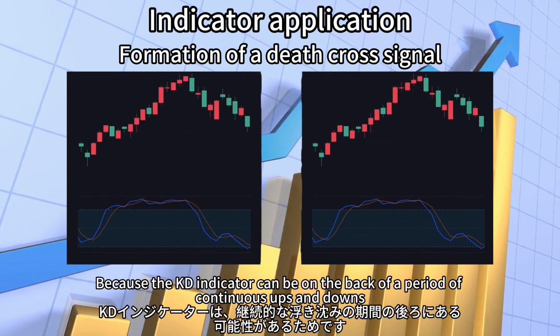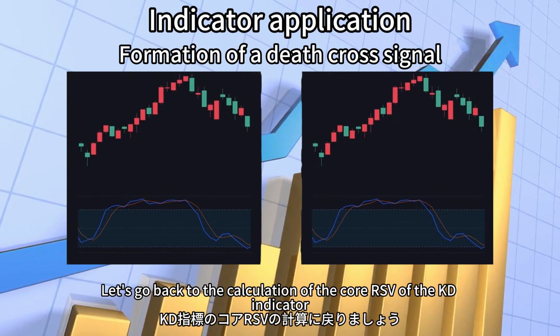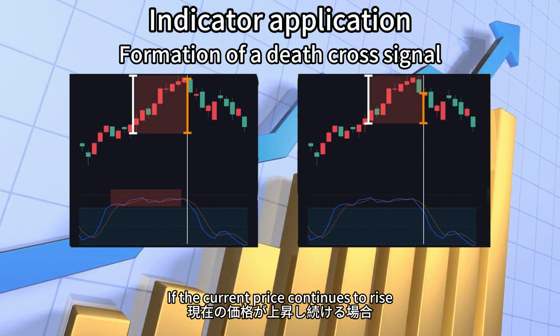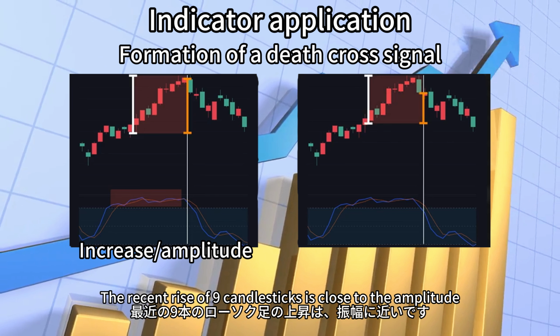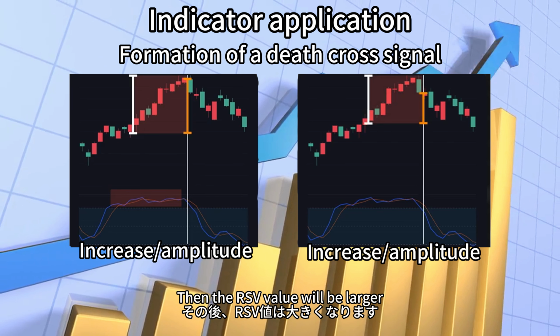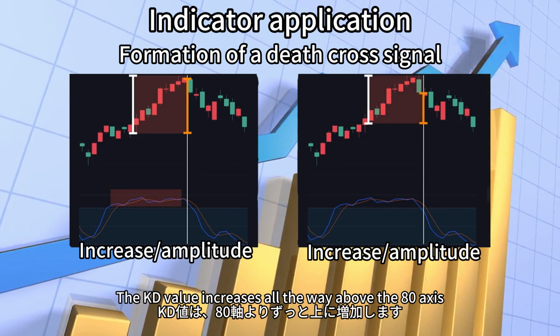Because the Kd indicator can react quickly to a reverse movement in price after a period of continuous ups and downs. Let's go back to the calculation of the core RSV of the Kd indicator. If the current price continues to rise, the current closing price is close to the recent high of 9 candlesticks, close to the amplitude. Then the RSV value will be larger. Generally speaking, a continuous rise will make the Kd value increase all the way above the 80 axis.